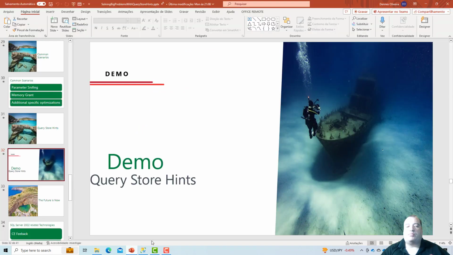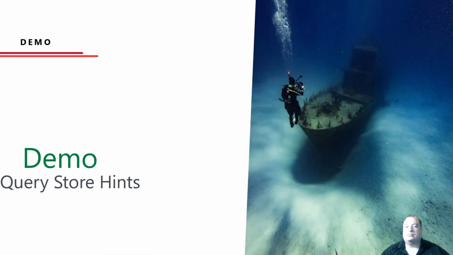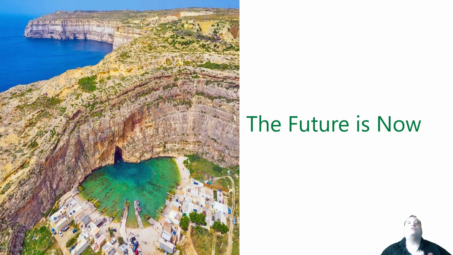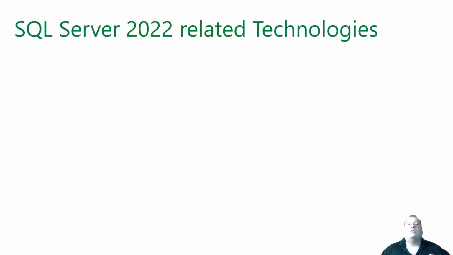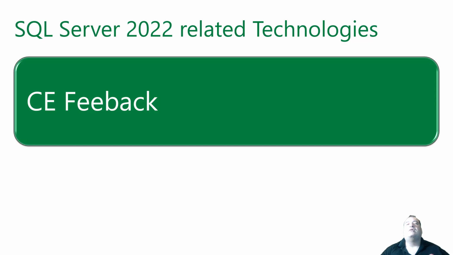Let's get back to our PowerPoint. And let's talk a bit about the future. Now that we discovered all these great features related to query store hints, let's talk about technology related to SQL Server 2022. SQL Server 2022 brought many query optimization technologies, and some of these technologies are based on the query store hint, especially the CE feedback, cardinality estimator feedback.